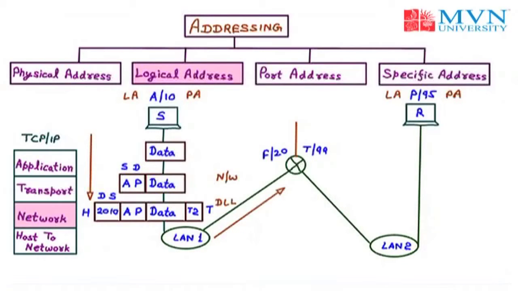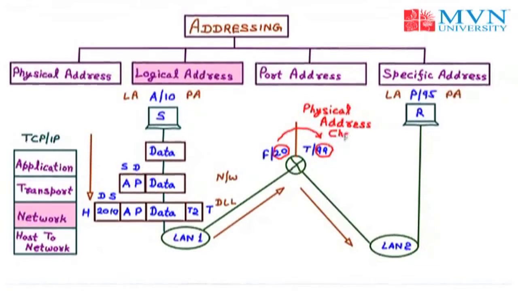Now this frame, which is the combination of header, data and trailer, is sent to the router. Now we can see that we have two physical addresses at the router, that is 20 and 99. The physical address of the frame will be changed. From 20 and 10, it will change to 99 and 95, because now we are crossing from LAN 1 to LAN 2. Now the frame will have 95, 99 in the header, AP will remain the same as the logical address, then data and T2, and that frame will be sent to LAN 2.